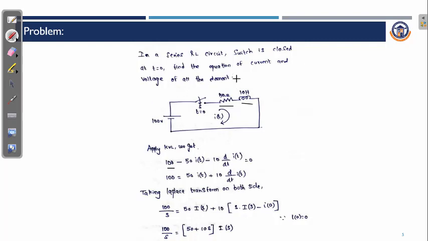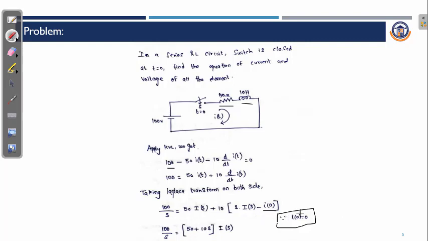In the problem, if they give an initial current, we have to substitute it here. Otherwise, we have to make it a constant zero value, right? So this is one important point. d by dt of I of t is s into I of s minus I of 0, where I of 0 is the initial current. That is, initial current means if the switch is closed, there will be a change in current. So before that, if they give a value in the formula, we have to substitute that value. Otherwise, we have to make it zero, right?